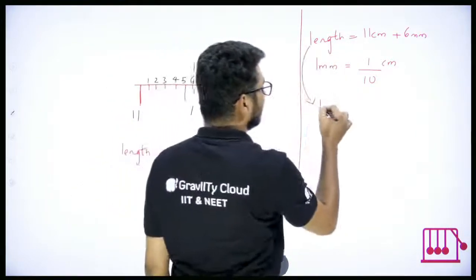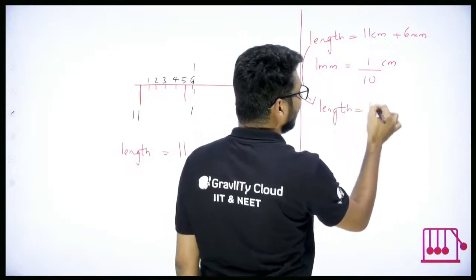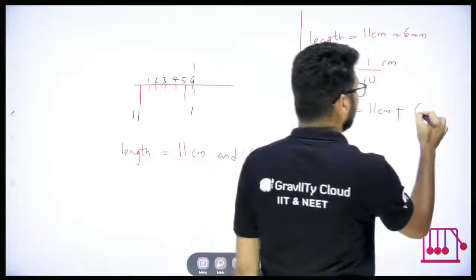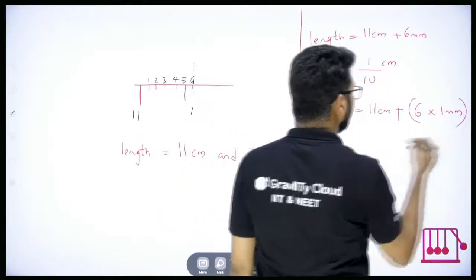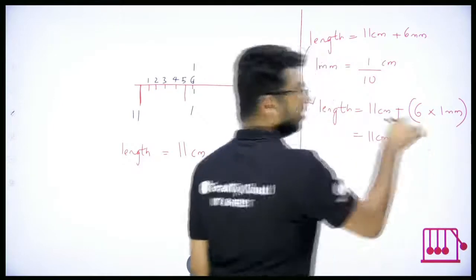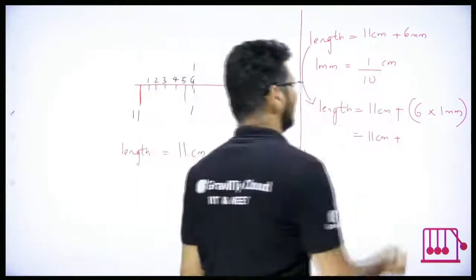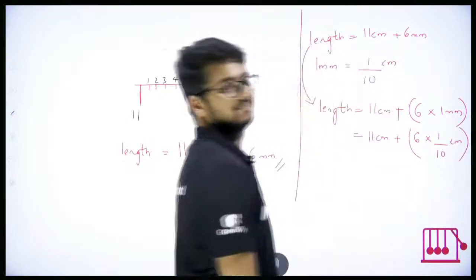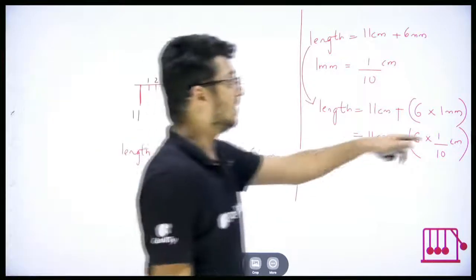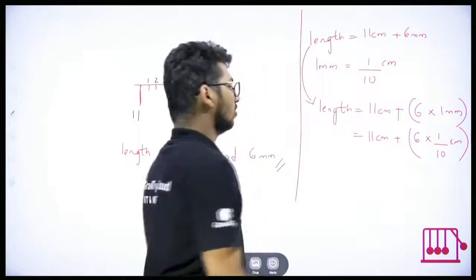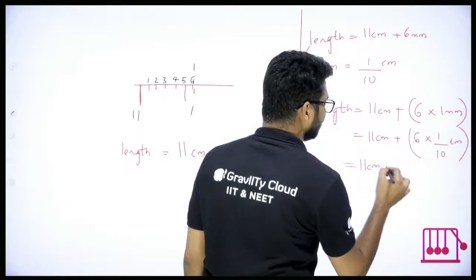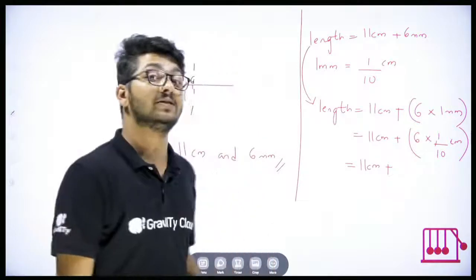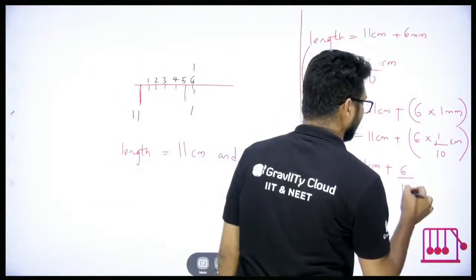So if I use that here, length is equal to 11 centimeter plus, in place of 6 millimeter, what will I write? I'll write it as 6 into 1 millimeter. What is 1 millimeter? 1 by 10 centimeter. There you have it. See, both of them are now in centimeters. So you write it as 11 centimeter. Now what is this? 6 into 1 by 10. How much will it be? 6 into 1, 6. So 6 by 10.